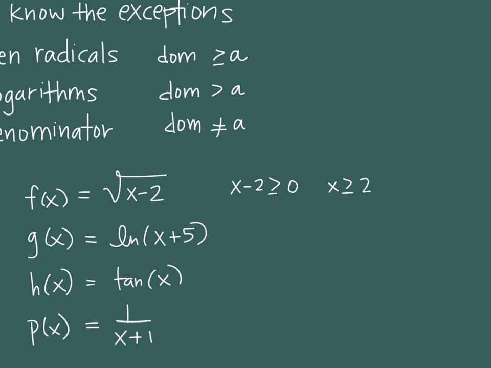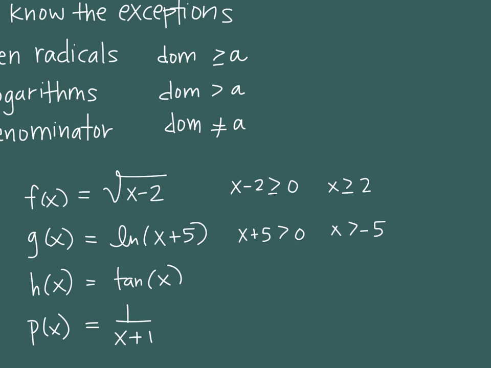The natural log one, okay, another one that has a rule. And so you would start with x plus 5 because it's a logarithm. It's only greater than. It's not greater than or equal to. And so subtract 5 from both sides. So the domain is x greater than negative 5, but not equal to.